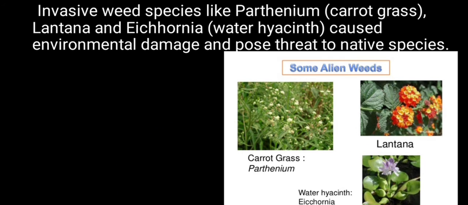The third example is the invasive weed species Parthenium, called carrot grass. We can see the picture of Parthenium, Lantana, and Eichhornia, commonly called water hyacinth. All these were invasive weed species, and this invasion has caused environmental damage and is posing a threat to the native species in our country.